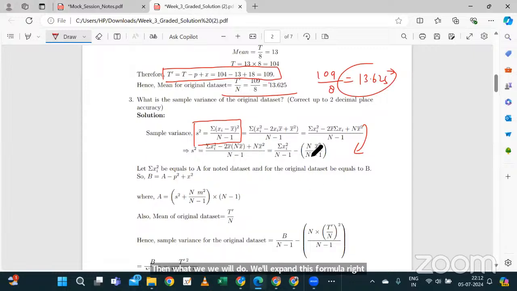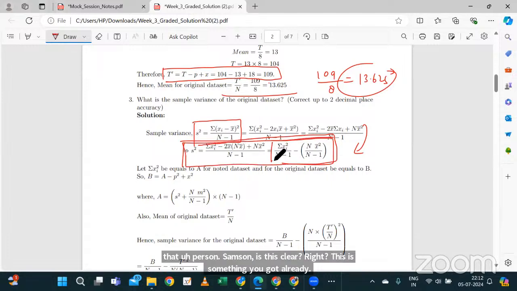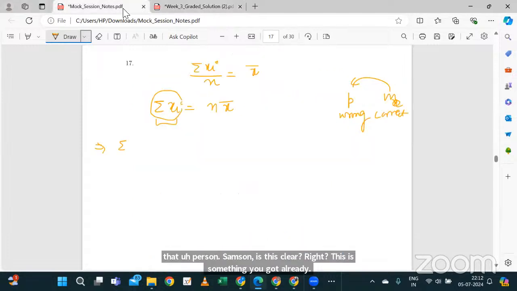Do you want this expansion, or is it fine to all of you? It is fine, sir. We know that. Is it fine, right? So if this is fine, is this clear? This is something you got already. No, sir, can you please explain this? That's expand the square, no?